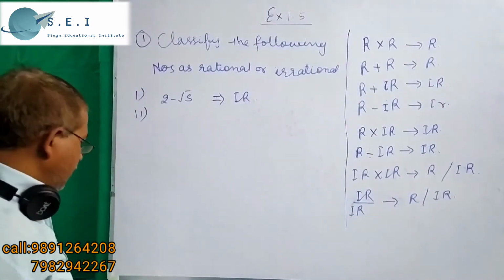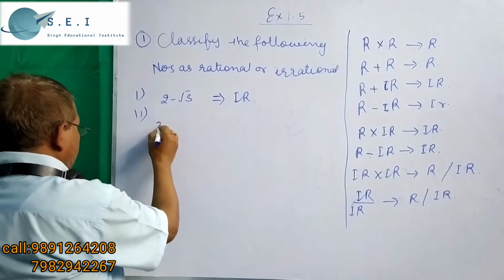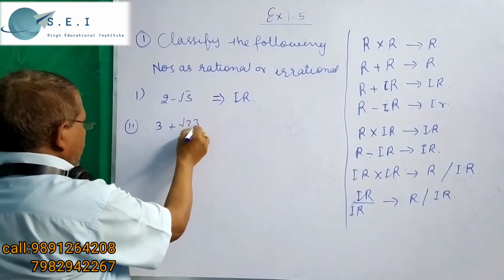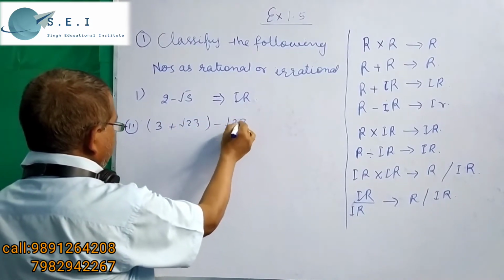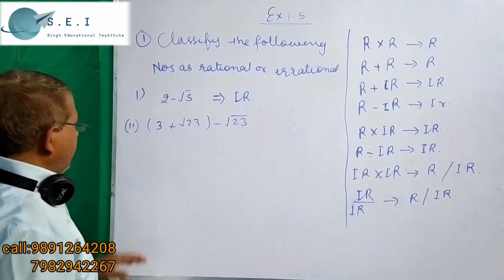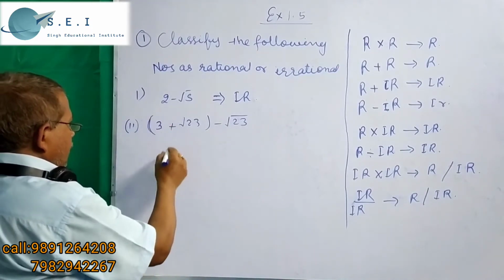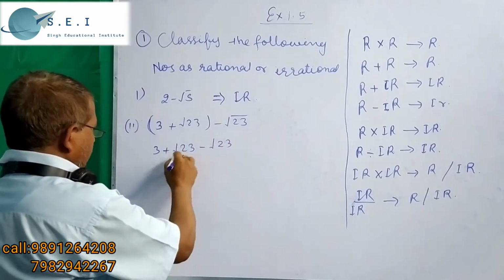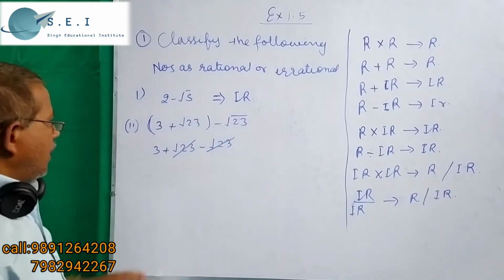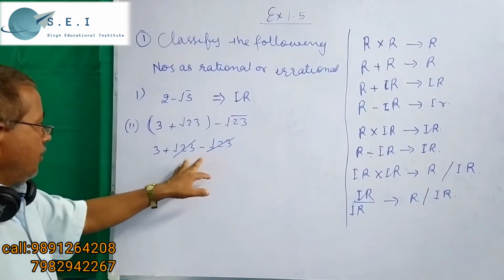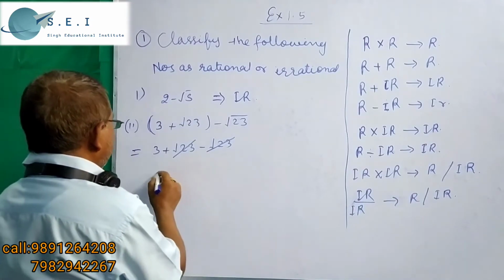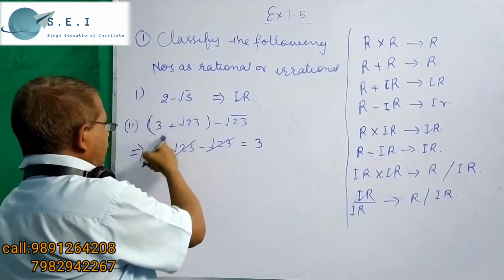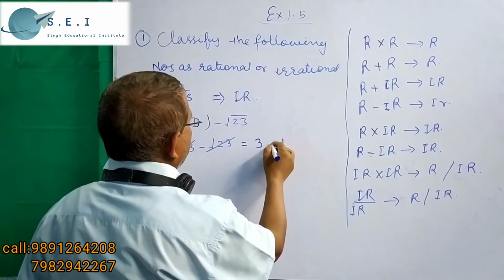Second part of question number 1 is 3 plus root under 23 minus root under 23. We may try to simplify this. So 3 plus root under 23 minus root under 23. These two are of opposite sign and having same magnitude. Therefore, they will be cancelled, and the answer is 3, which is a rational number. In this case, the answer of the second part is rational.